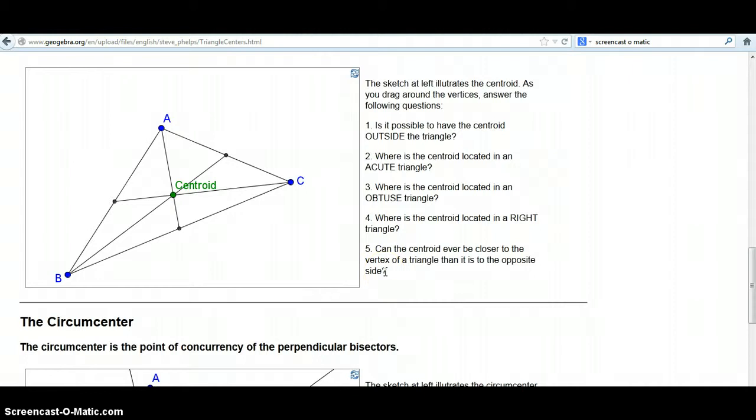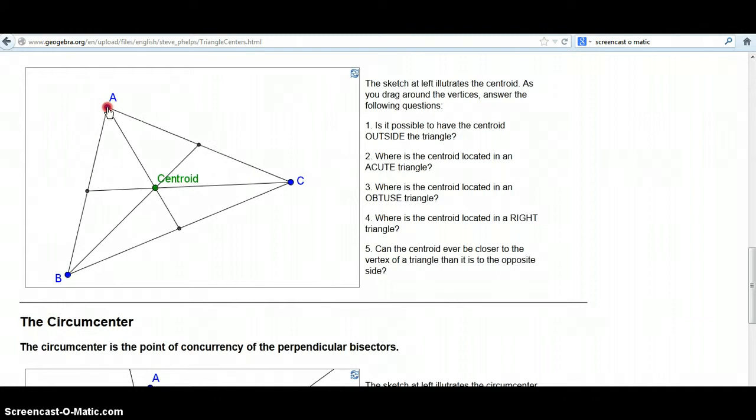Can the centroid ever be closer to the vertex of a triangle than it is to the opposite side? That's an interesting question. So I'm trying to see if I can get the centroid to be closer to one of the vertices than it is to the opposite side. Because notice right now it's sitting closer to this side than it is to this vertex. It's definitely sitting closer to this side than it is to the other vertex.